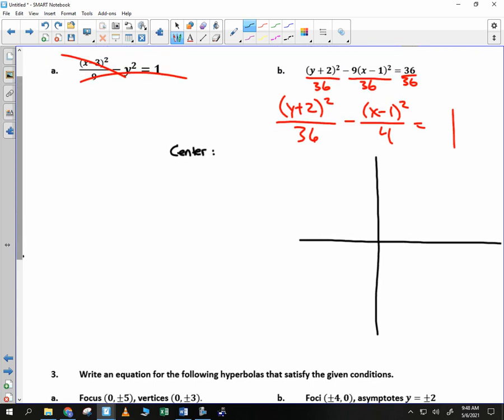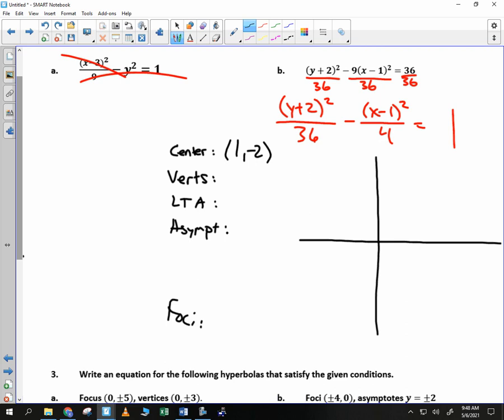Center, vertices, length of transverse axis, asymptotes, and foci. A for the day, what's the center? Awesome, good job, you guys. 1, negative 2. You remembered to grab the x value. Good job. Way to go.